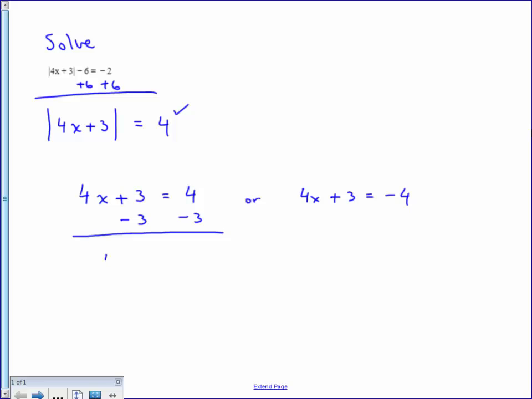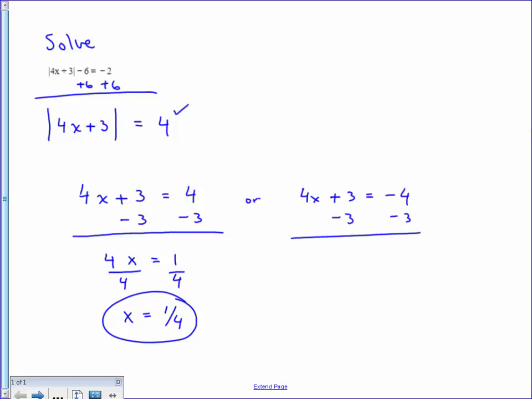Subtracting 3, we would get 4x equals 1. Divide by 4, we get x equals 1/4. For the other equation, subtract off the 3. We get 4x equals negative 7. Divide by 4, and we get x equals negative 7/4. So we have 2 solutions to our original equation.